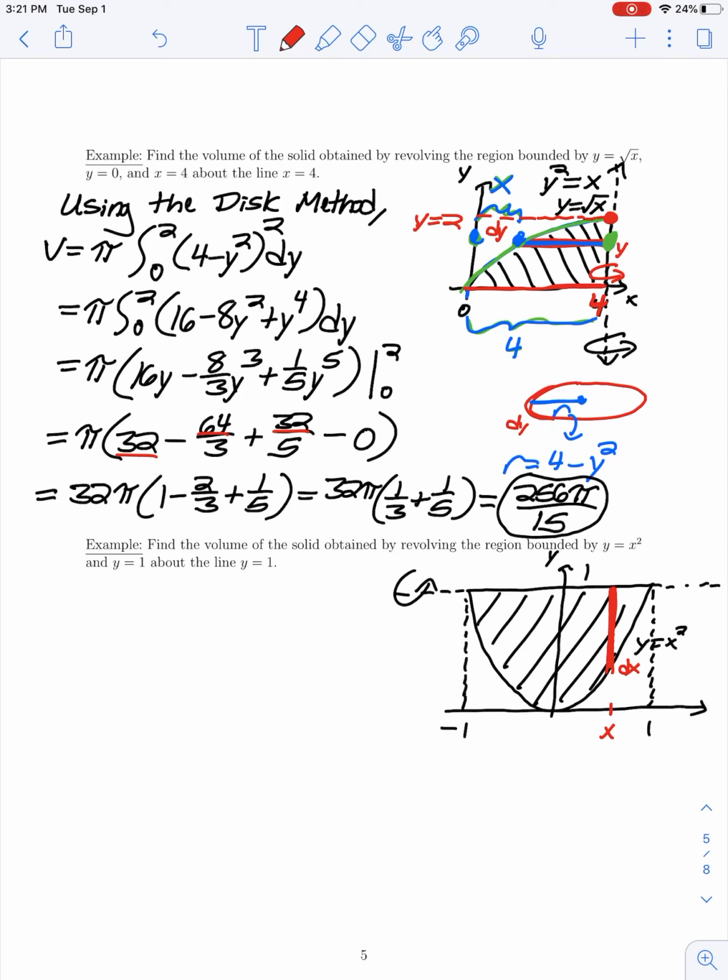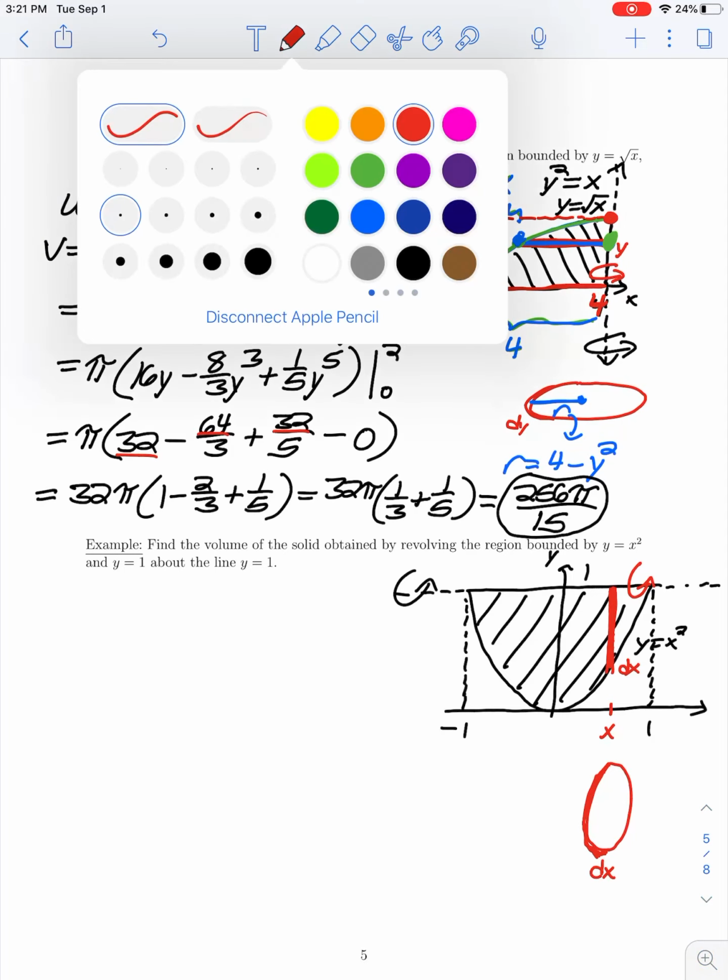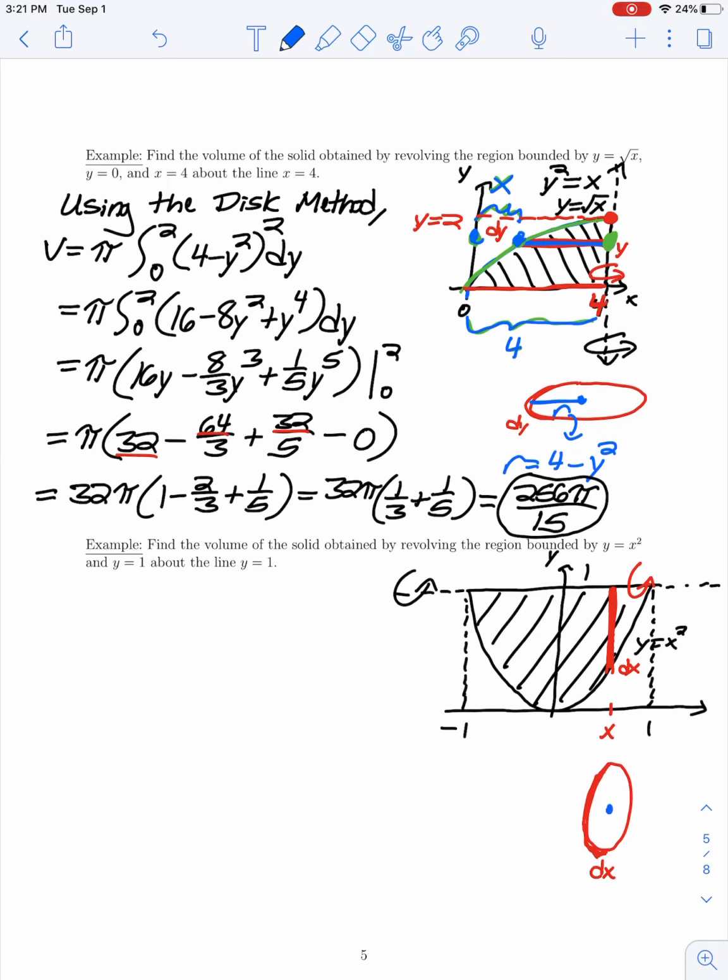When I revolve this representative strip about the line y equals 1, I can see that I get a circular disk shape, so I'm going to be able to use my disk method, where the thickness is dx, and the radius of my disk is going to be the distance that I move from the center of my disk, which would be the axis of revolution, outward to this curve, which is defined by y equals x squared.